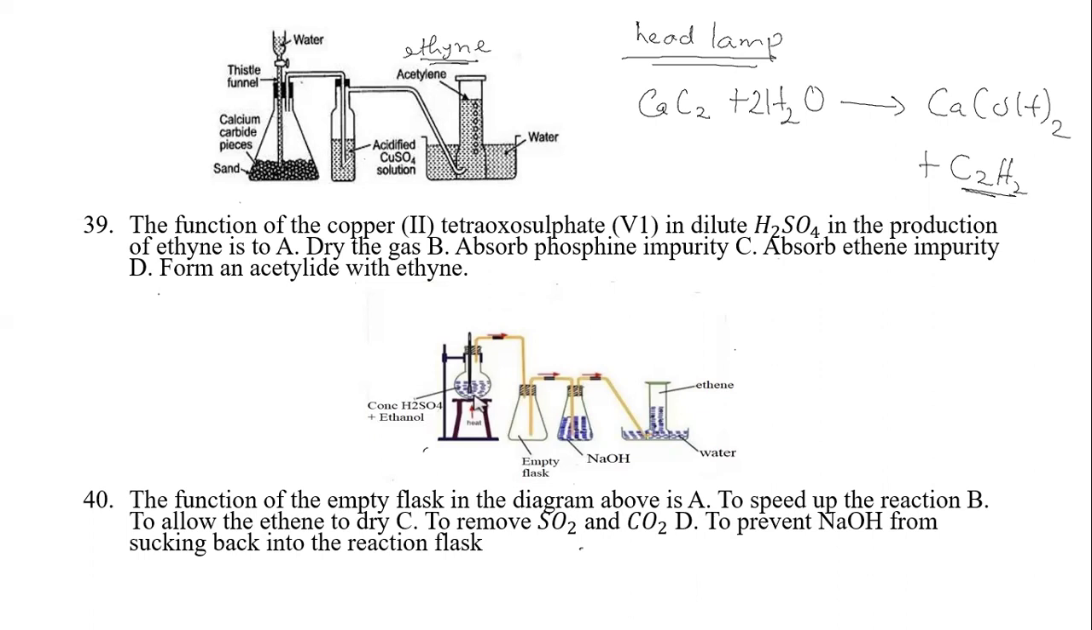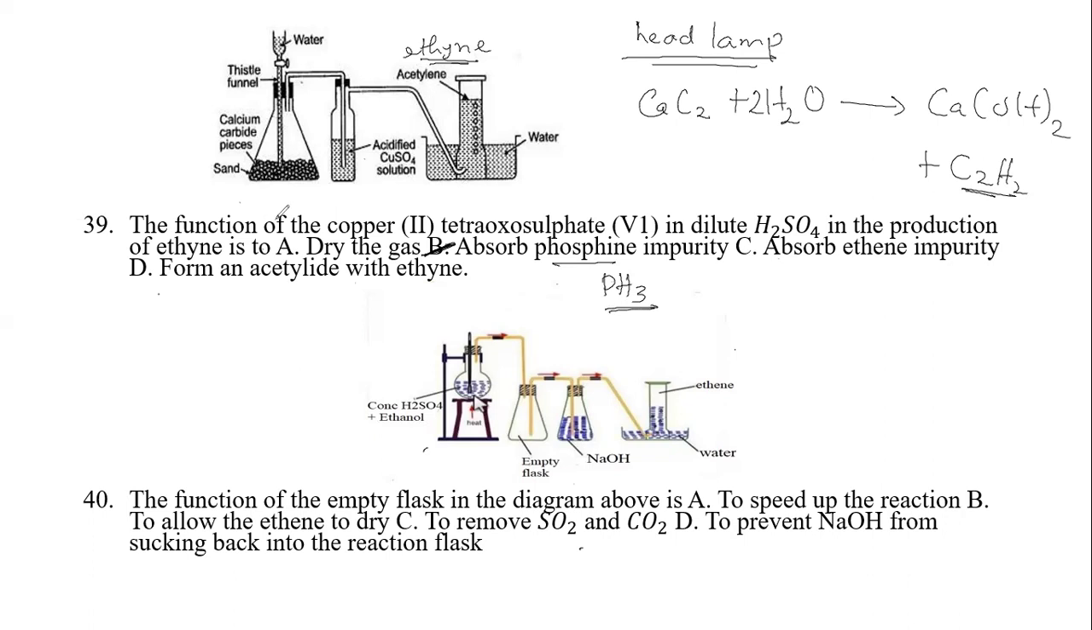Okay. And the ethyne that is produced will be passed through acidified copper sulfate solution before passing through water. All right. So the function of the copper 2 sulfate in dilute H2SO4 is to what? To absorb the phosphine impurity, that's PH3, to remove this impurity.